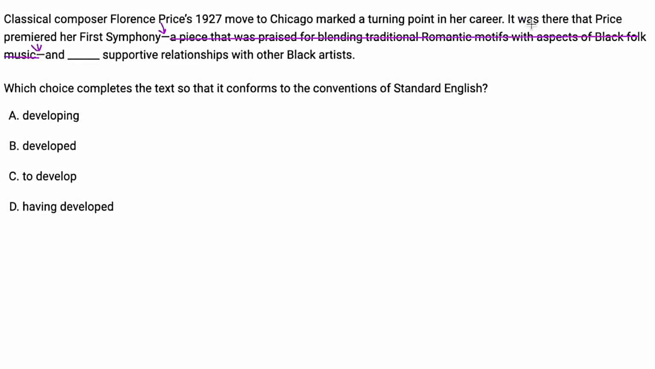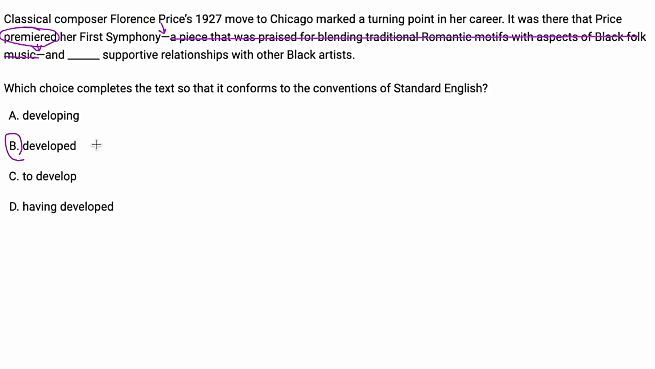So I'm going to see if I can get away with just reading this sentence first. It was there that Price premiered her first symphony and blank supportive relationships. Okay, so it was there that Price first premiered. So this is simple past tense. I want simple past tense, which is be. And as you can see, getting rid of that parenthetical made it a lot easier for me to read through and make that connection.